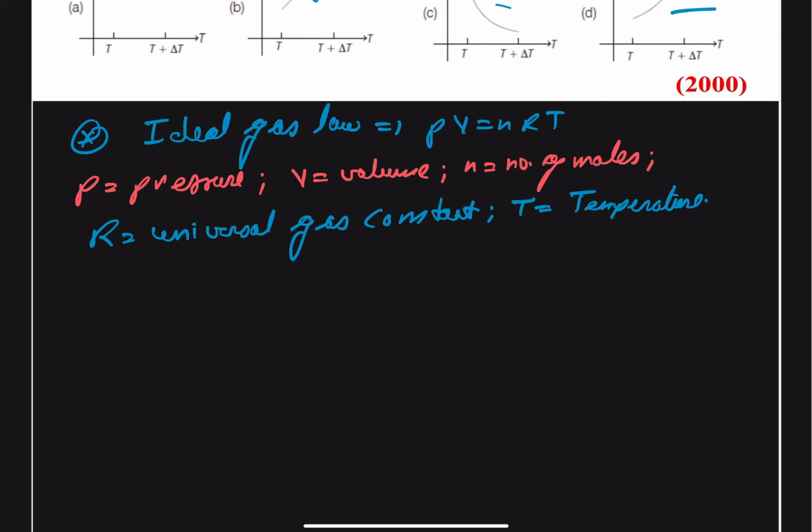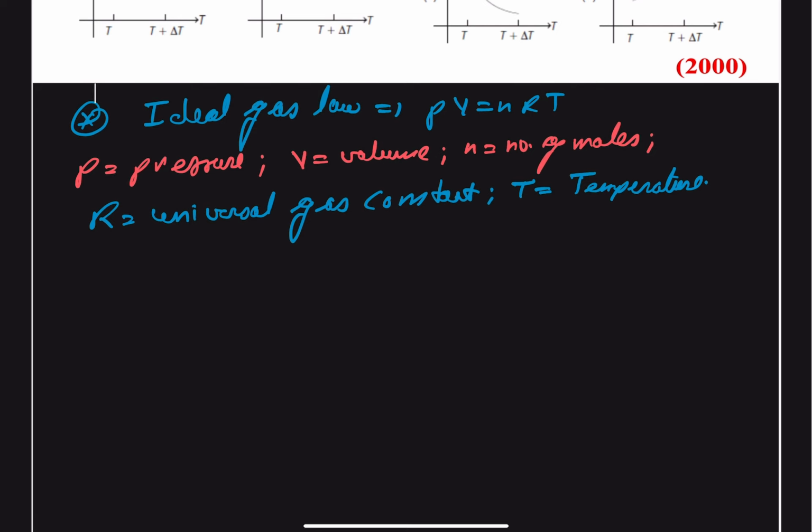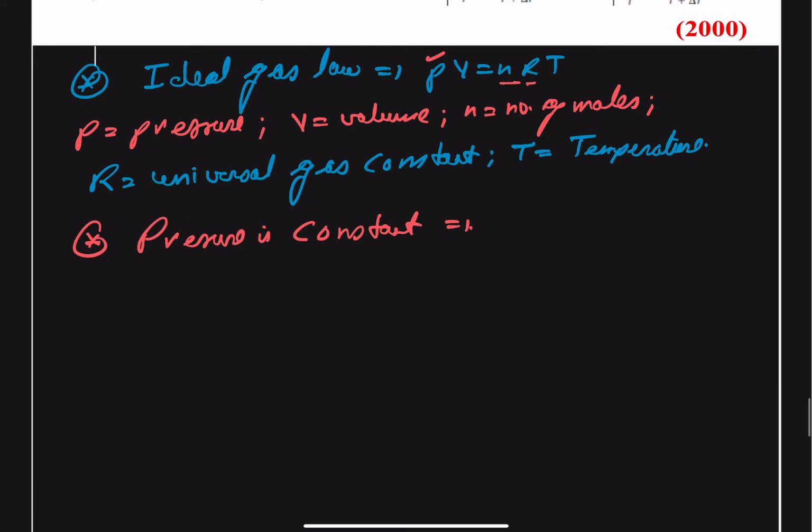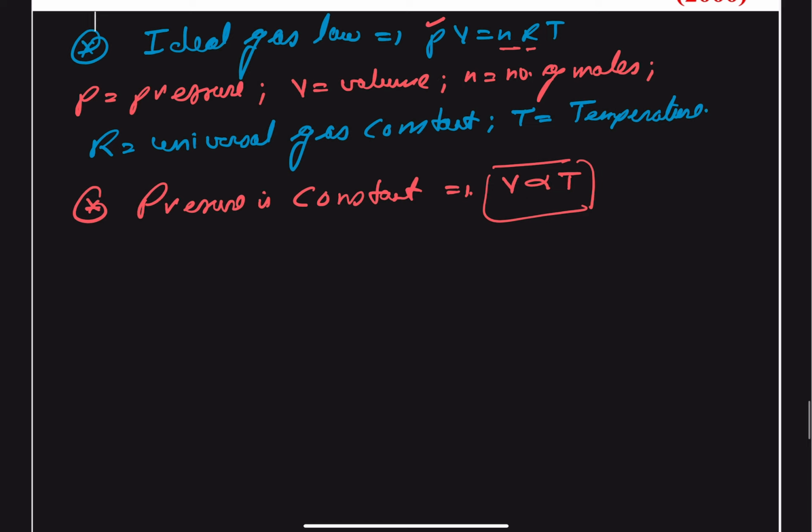So for pressure to be constant, in the question it is mentioned that pressure is constant. So you can say pressure is constant. So therefore we can say rather, because n and R are already constant, if pressure term is also constant, so this gives us that the volume is directly proportional to temperature. And we can write it as V upon T will be equal to constant.